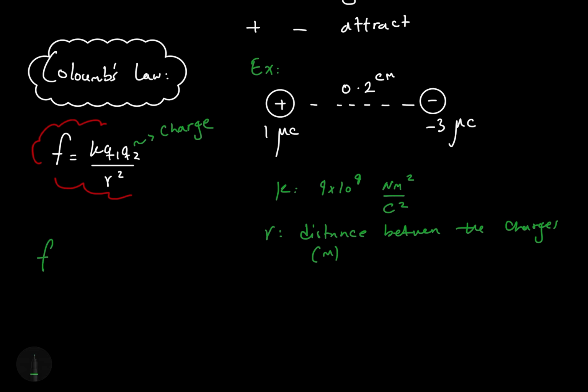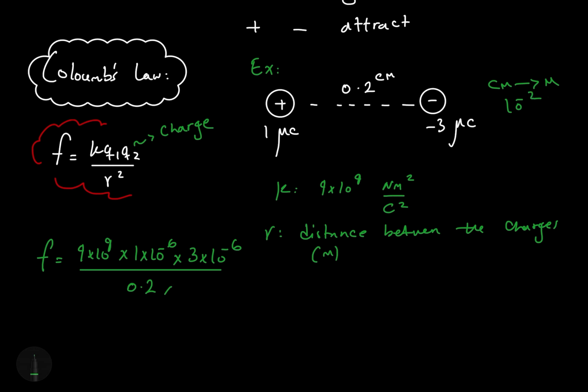So over there, if you want to find the force, you just have to multiply 9 times 10 to the power of 9 by the amount of the first charge, which is 1 times 10 to the power of negative 6, by the charge of the negative 3 microcoulomb one. Now, you can put that in absolute value and write that as 3 times 10 to the power of negative 6, divided by the distance between them, which is 0.2. And you have to convert the centimeters to meters, which is just 10 to the power of negative 2. So that gets multiplied by 10 to the power of negative 2, raised to the power of 2.